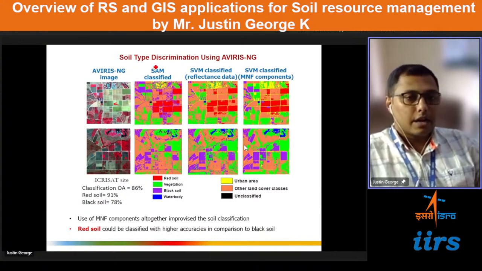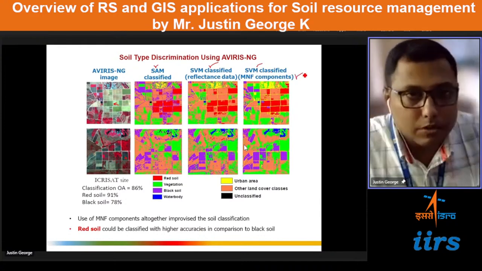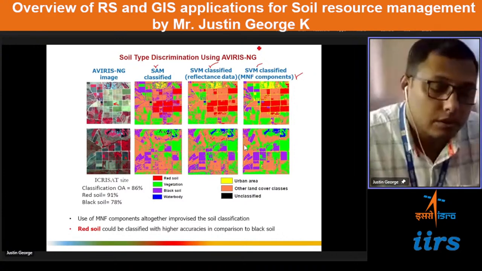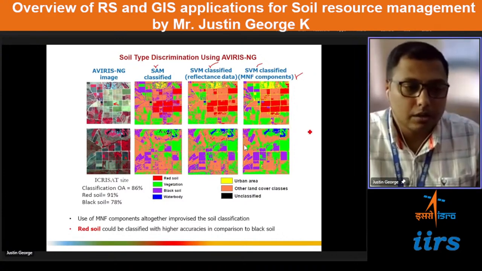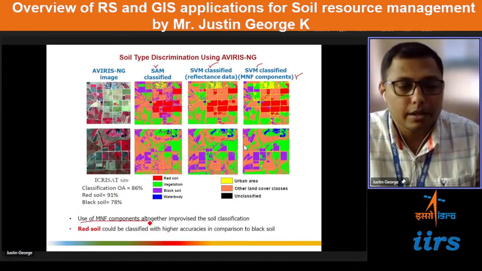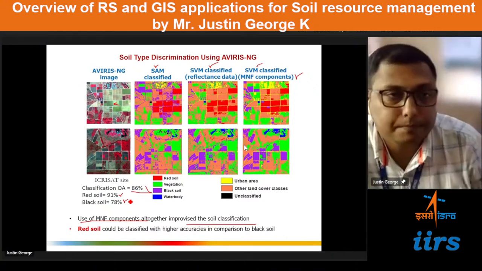So this area was classified using a SAM classifier, an SVM classifier using reflectance, as well as an SVM using an MNF component. These are some of the technical terms mainly involved in the generation of hyperspectral images during image processing. We found that the use of the MNF components improved the soil classification altogether. The overall classification accuracy was 86%, whereas the red soil we were able to classify with 91% accuracy, and the black soil was around 78%.